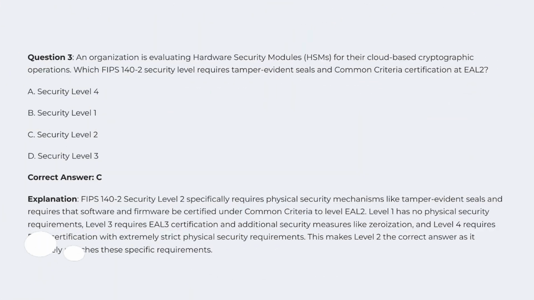Correct answer, C. Explanation. FIPS 140 Security Level 2 specifically requires physical security mechanisms like tamper-evident seals and requires that software and firmware be certified under Common Criteria to level EAL2. Level 1 has no physical security requirements. Level 3 requires EAL2 certification and additional security measures like zeroization. And Level 4 requires EAL4 certification with extremely strict physical security requirements. This makes Level 2 the correct answer as it uniquely matches these specific requirements.